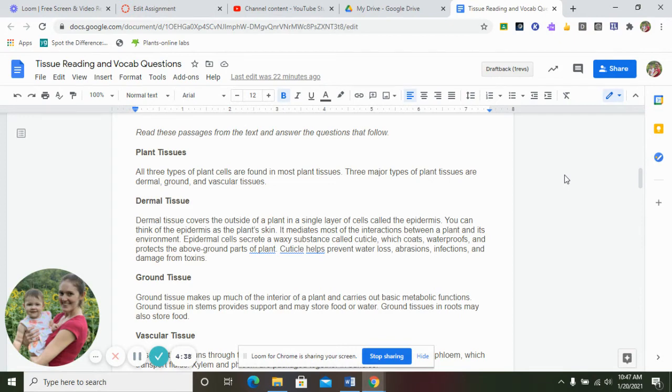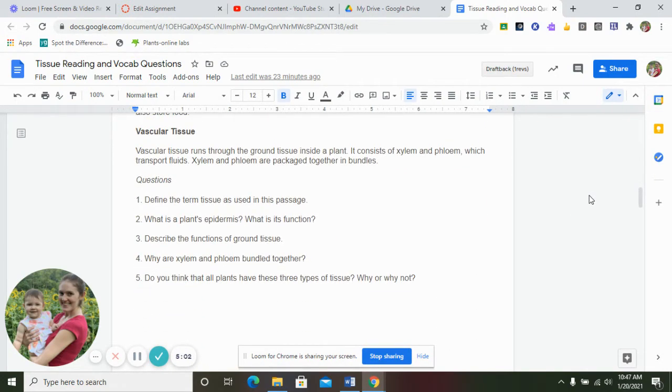Ground tissue makes up much of the interior of a plant and carries out basic metabolic functions. Ground tissue and stems provide support and may store food or water. Ground tissue and roots may also store food. Vascular tissue. Vascular tissue runs through the ground tissue inside a plant. It consists of xylem and phloem, which transports fluids. Xylem and phloem are packaged together in bundles.